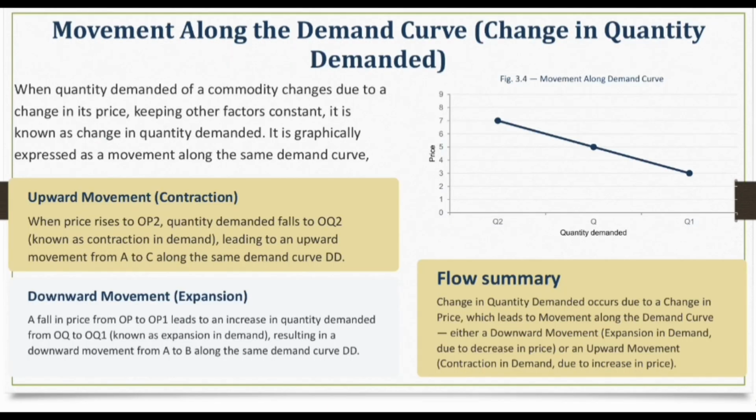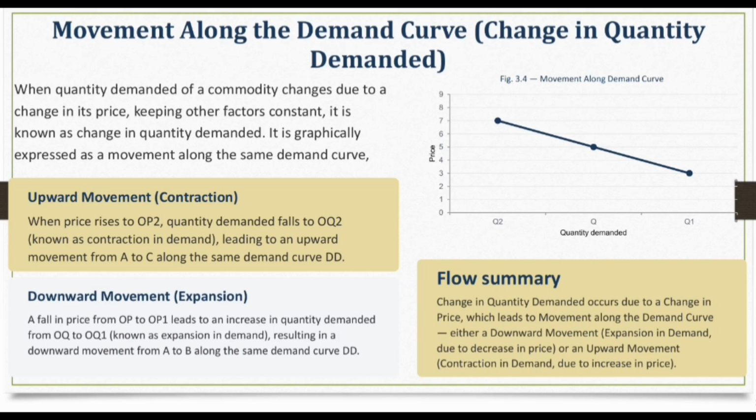Now let us see what we mean by movement along the demand curve. I had already told you what change in quantity demanded means. When the quantity demanded changes due to change in the own price of the commodity, it is referred to as change in quantity demanded. Right? Now, what is movement along the demand curve? Right? So, as you can see in the figure, we are moving.